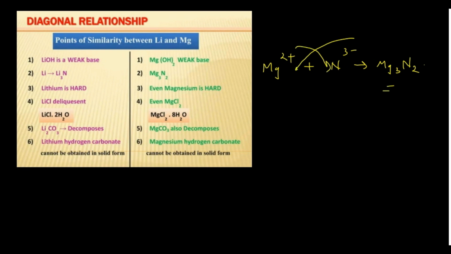And you see lithium is hard, even magnesium is hard. LiCl is deliquescent, magnesium chloride is also deliquescent. So it is dihydrated, it is octahydrated. Lithium carbonate decomposes, as I already told you. Magnesium carbonate also decomposes. Lithium bicarbonate cannot be obtained in the solid form. Magnesium bicarbonate cannot be obtained in the solid form. So these are the similarities.